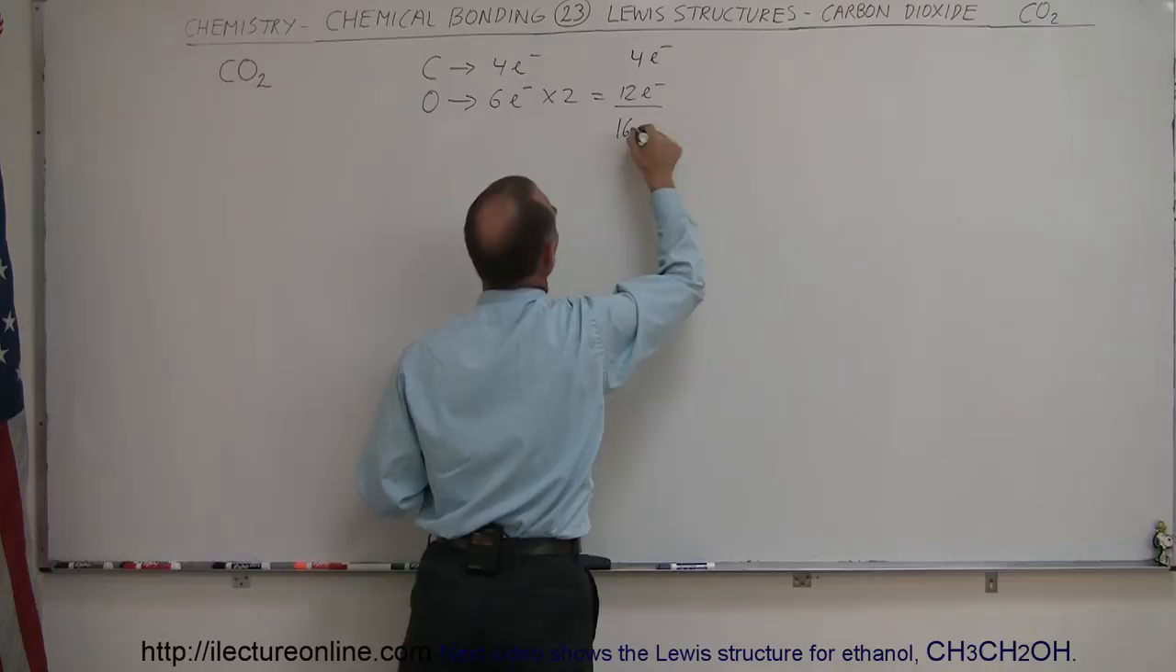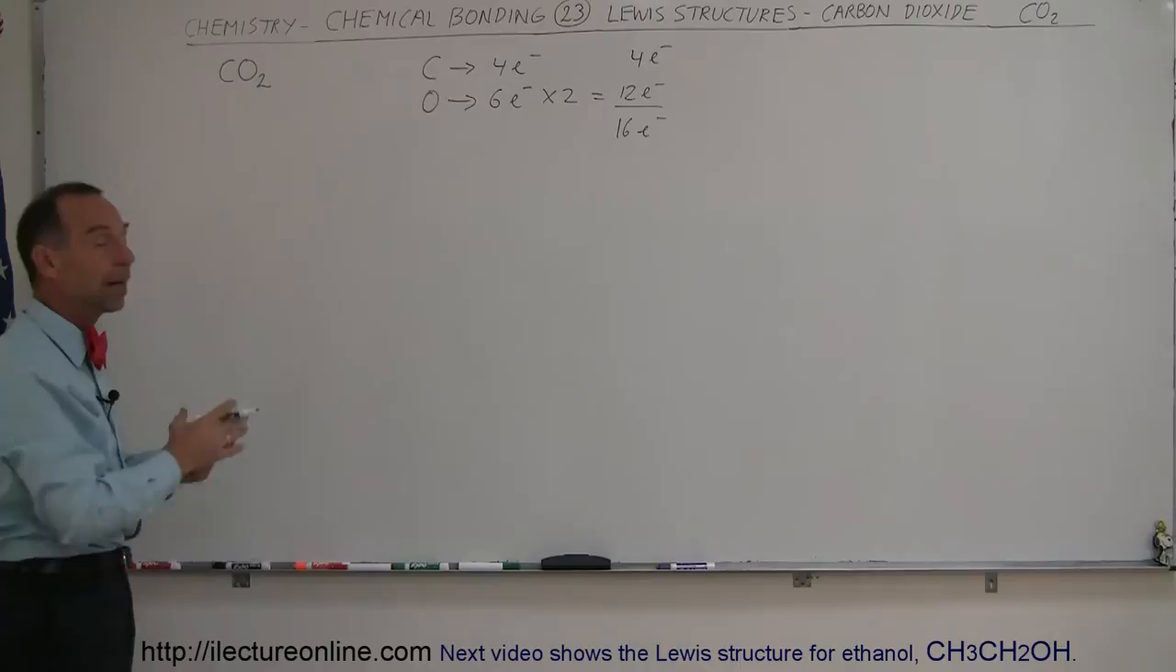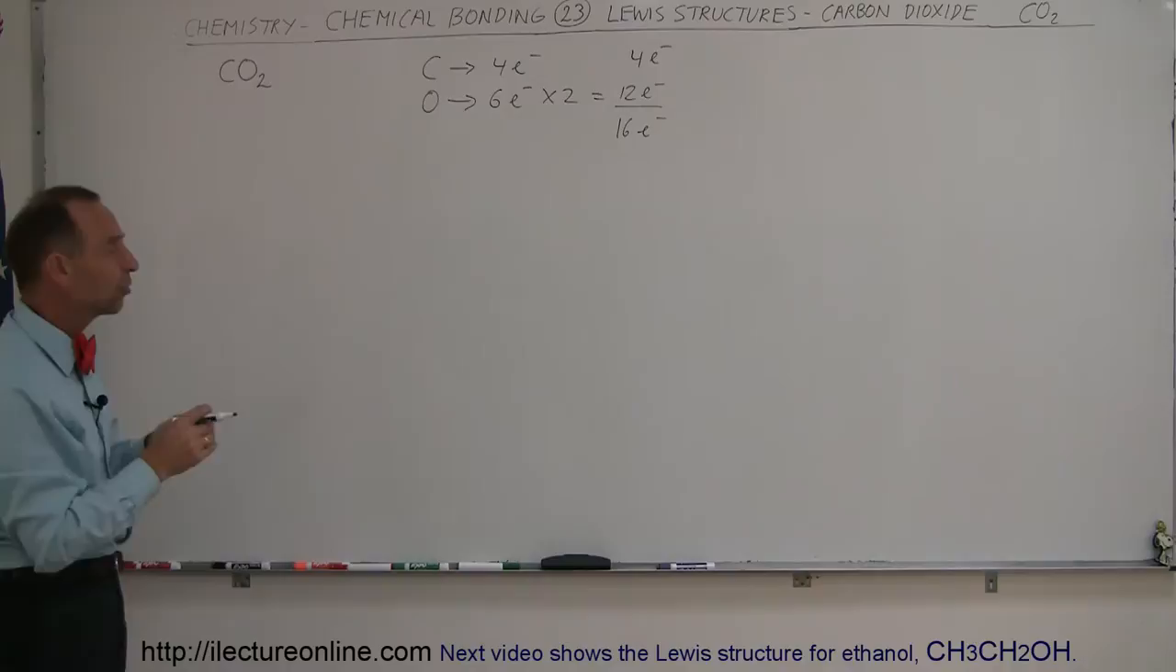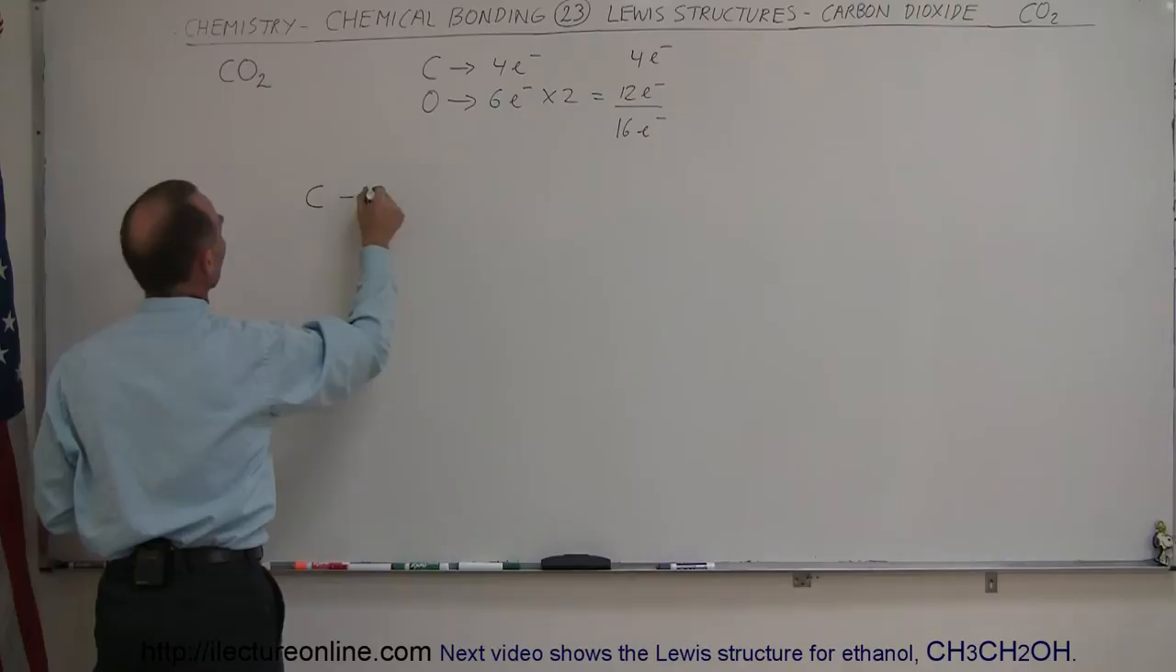So one of the checks will be to make sure we have 16 electrons involved in the bonding and the free electrons around the atoms. Notice that carbon has the lowest electronegativity of the two atoms, so that will be the central structure. Notice there's two oxygen atoms, so we probably have a symmetry there. So we probably end up with something that looks like C on one side, oxygen over here, and oxygen over there. Now we're going to start out with a single bond.